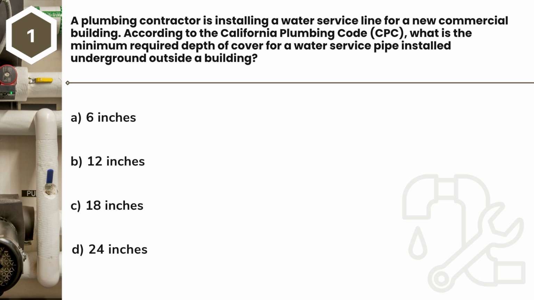Question 1. A plumbing contractor is installing a water service line for a new commercial building. According to the California Plumbing Code, CPC, what is the minimum required depth of cover for a water service pipe installed underground outside a building? A. 6 inches. B. 12 inches. C. 18 inches. D. 24 inches.